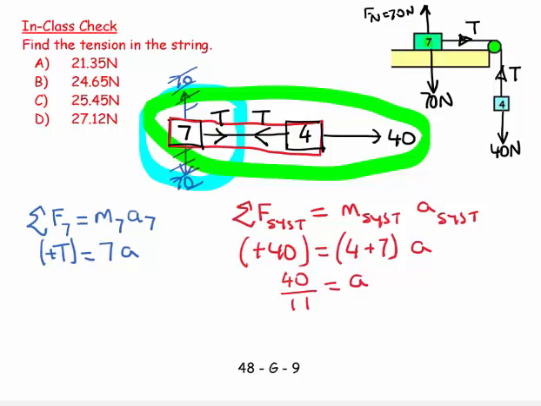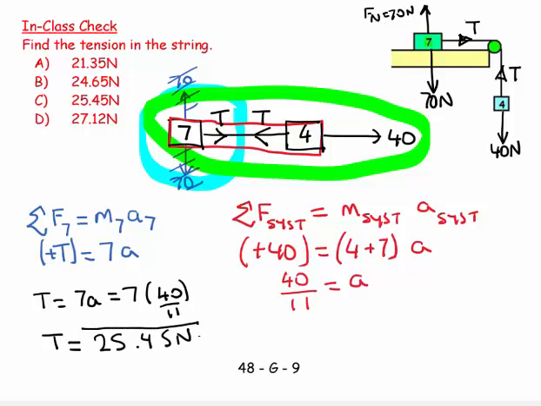So what remains now is to solve this thing. So I say T is equal to 7A, which equals 7 times 40 over 11. So T is equal to 25.45 newtons, and there's my answer.